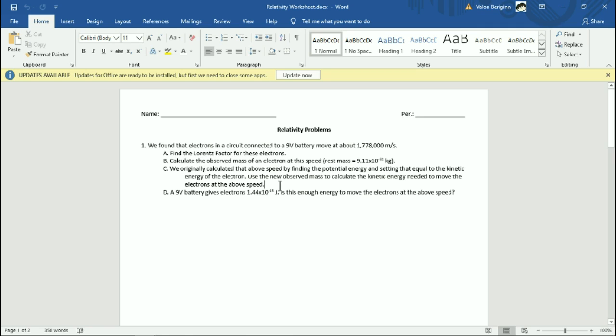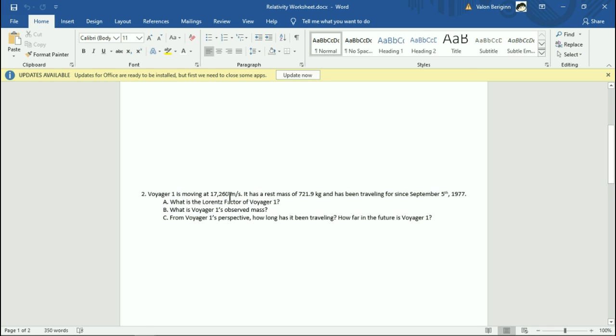So then the idea is that the new electron, now that you have this new mass, you can calculate a new kinetic energy by using the new mass with this speed to get a different kinetic energy, and then you're comparing that to this potential energy here and seeing if that's actually enough for this to work.